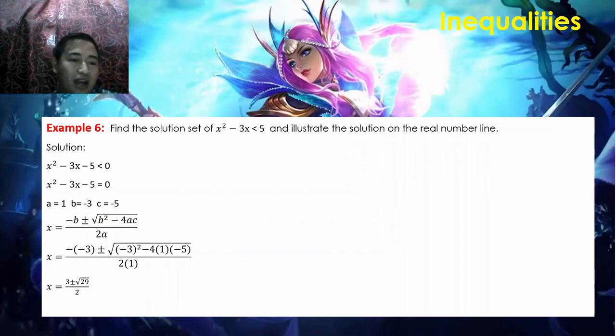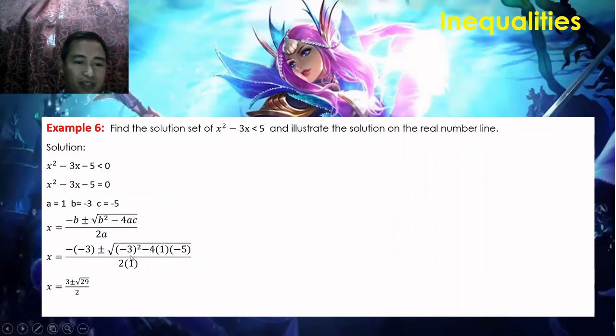So our A here is 1. Our B here is negative 3, and our C here is negative 5. Substitute these into the quadratic formula. So negative B, this is your B now, negative 3, this becomes positive 3, plus or minus the square root of.